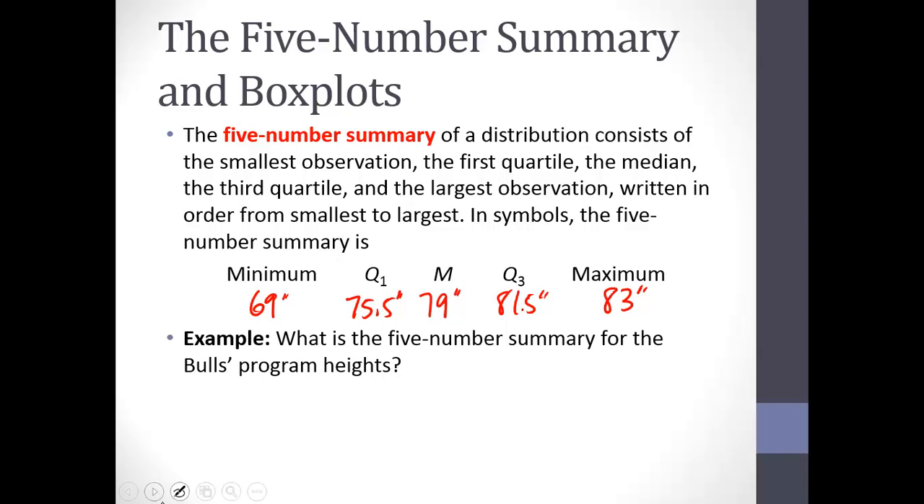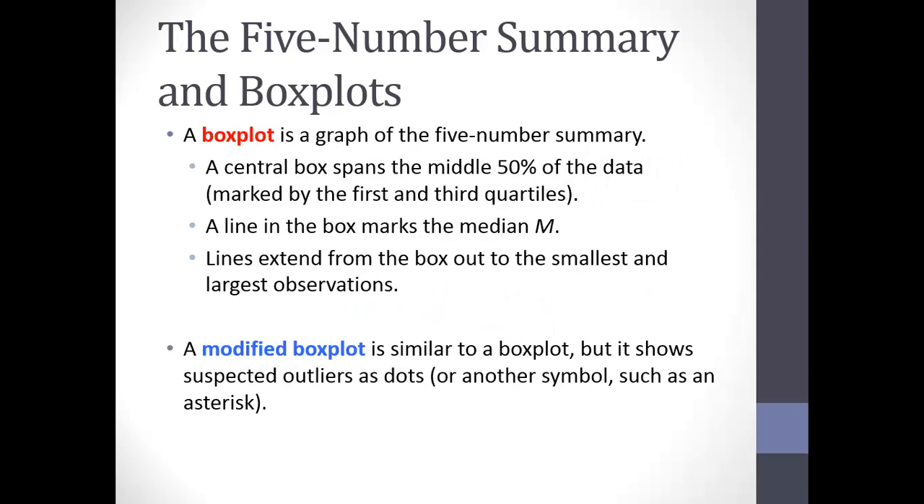And we actually have a way of visualizing this five-number summary, through something called a box plot, and it just gives us a graph of the five-number summary. If you're looking at your notes, there is a picture there of what a box plot looks like. This box in the middle covers the middle 50% of the data. The line in the middle marks the median, and then the lines extend from that box out to the smallest and largest observations. And we also have something called a modified box plot, which shows suspected outliers as dots or an asterisk or something like that.